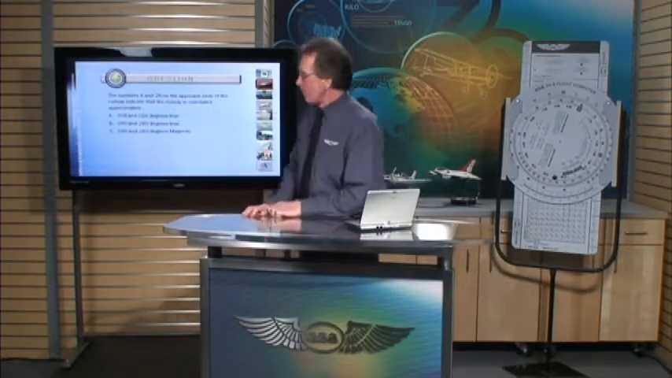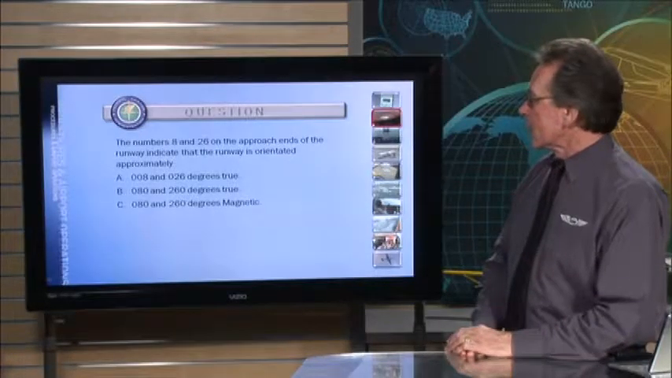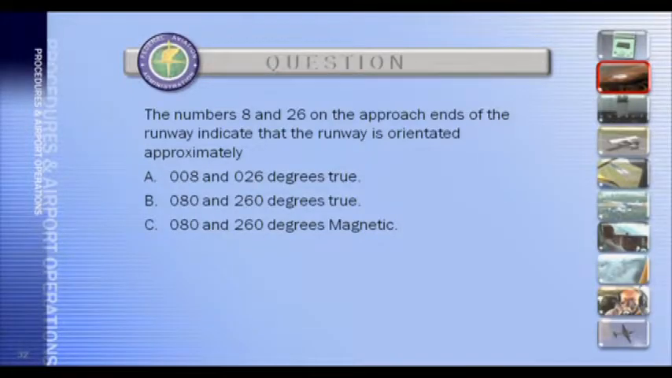Okay, welcome back. We've got a couple of questions for you on airport markings. Question number one. The numbers 8 and 26 on the approach ends of the runway indicate that the runway is oriented approximately which of these, A, B, or C? One correct answer.